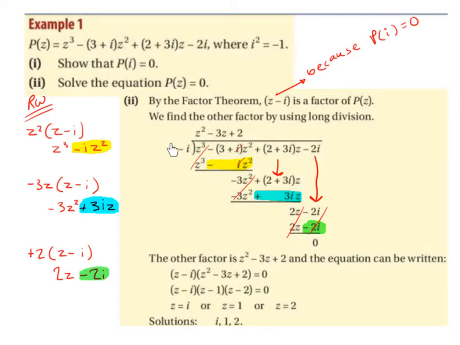So z goes into z³ and leaves us with z². Over here we're going to do our rough work. So z² times (z − i) will give us z³ − iz². We multiplied z² by z − i because z − i is what's outside our bus stop. So we're going to write the z³ − iz² underneath the bus stop.